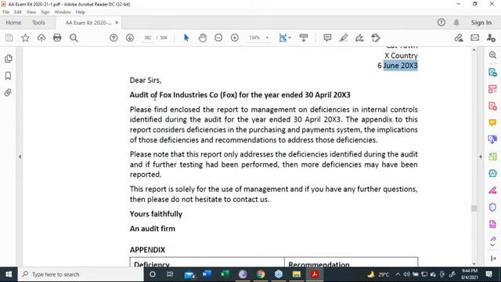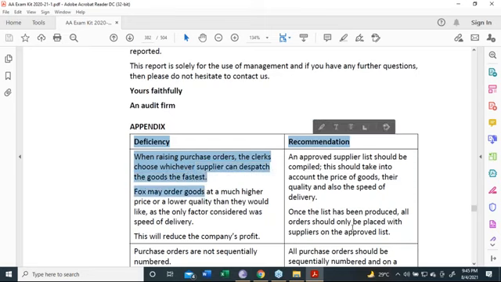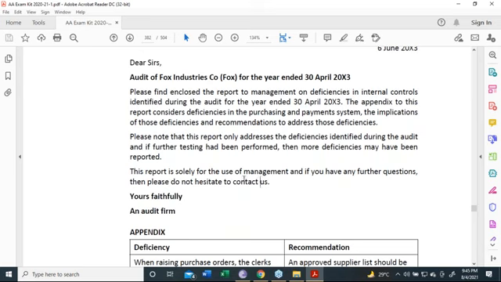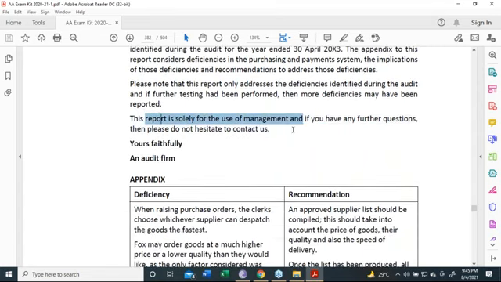Then what you have to write? Please find enclosed the report to management on deficiencies in internal controls identified during the audit for the year ended, which will be available in the question. The appendix to this report considers the deficiencies in the sales system, purchase system, payroll system, and the implications of those deficiencies and the recommendations. Please note that this report only addresses the deficiencies identified during the audit, and if further testing had been performed, maybe more deficiencies would have been reported. This report is for the use of management, and you are not supposed to share it with anyone without my permission. If you still have any queries, please do not hesitate to contact us, the audit firm.